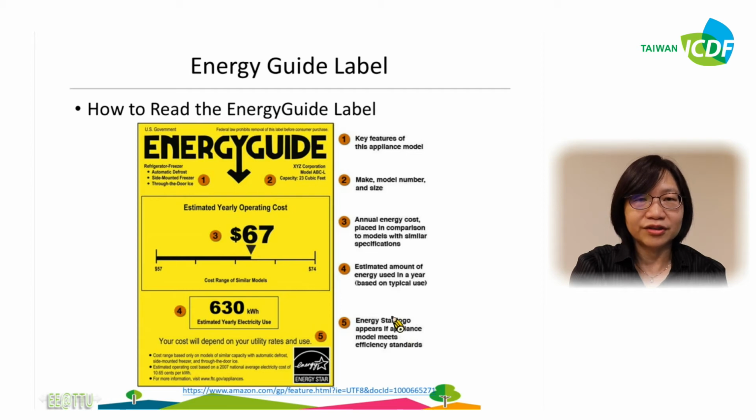In the US, there is a standard called the EnergyGuide label. If you read the label, it will show you some information, for example the key features of the appliance, the manufacturer, model number, or size. But the most important information is the yearly operating cost and yearly electricity use. This number is just an estimation, so the actual number depends on how much you use that appliance. But anyway, it will give you a guideline for the basic estimation.